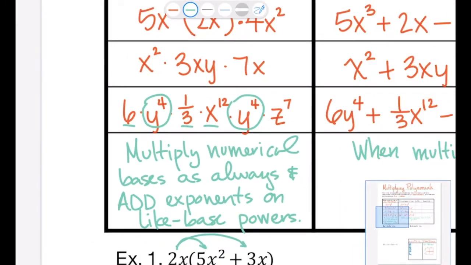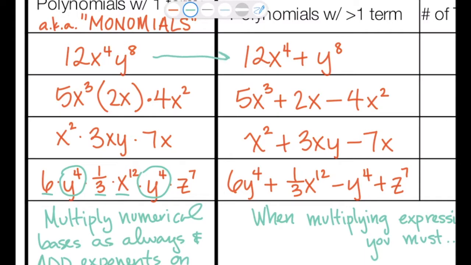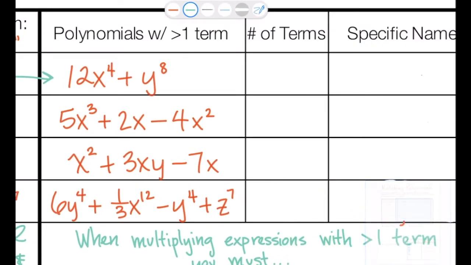Now, let's look at these that are not monomials. I want you to look at first column versus second column. Notice what I've introduced. I've introduced addition, or in the second example, both addition and subtraction, and third, again addition and subtraction, and the fourth one also has some addition and subtraction. When you see terms that are added or subtracted, that's when we say there are separate terms. So let's just talk about how many terms we're dealing with here. For that first example, 12x to the 4th plus y to the 8th, the distinction between the two terms would be right there. How many terms do we have?